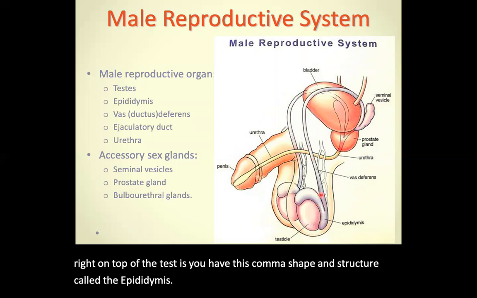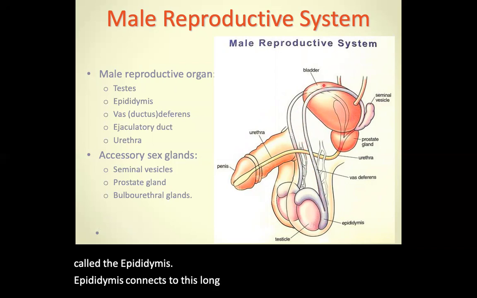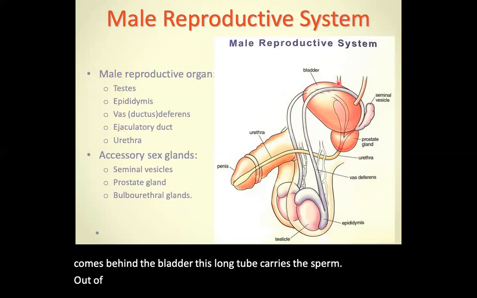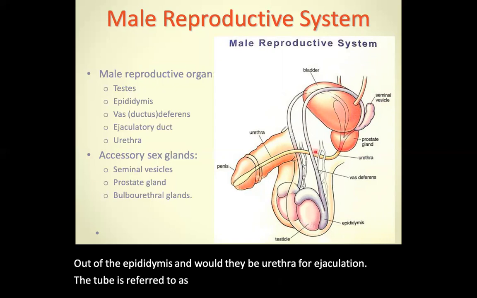Epididymis connects to this long tube that goes around the bladder and comes behind the bladder. This long tube carries the sperm out of the epididymis and toward the urethra for ejaculation. The tube is referred to as vas deferens or ductus deferens.